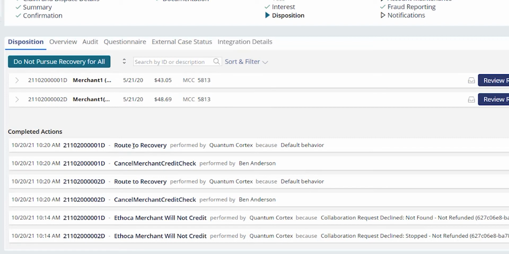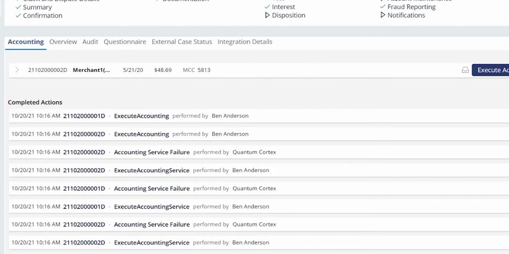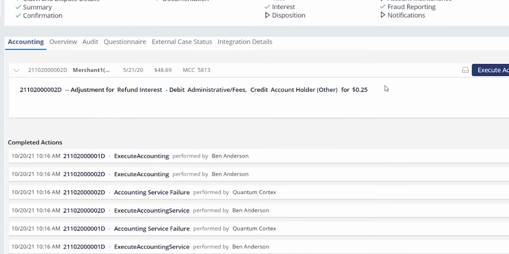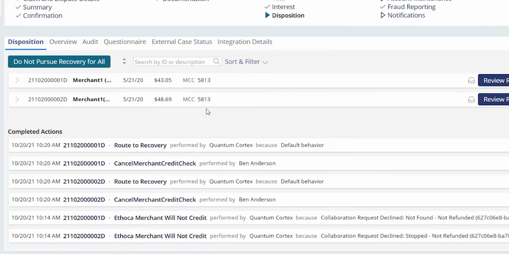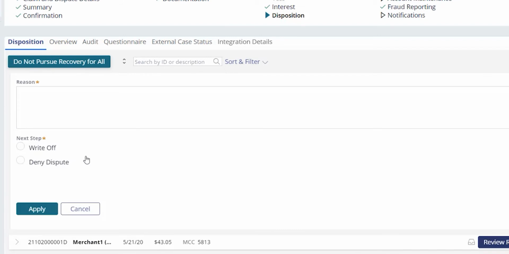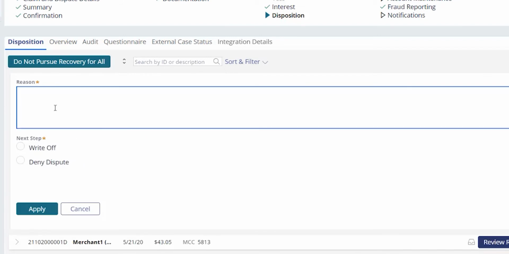The last step in the analyze phase is our disposition step. This step is where the investigators will spend the majority of their time working on these cases. From the disposition step, we have the ability to review transactions to determine whether or not we have recovery options. Additionally, we have the option to review these transactions to make a pay or deny decision.